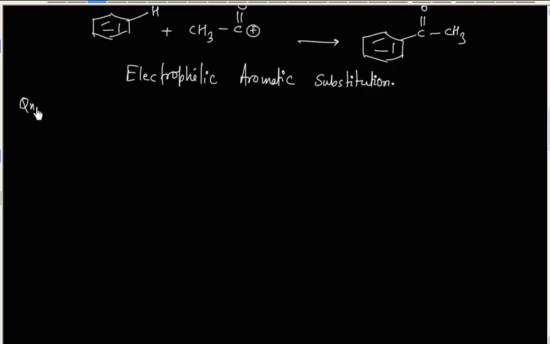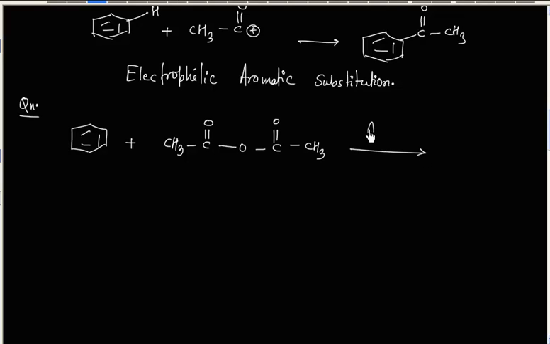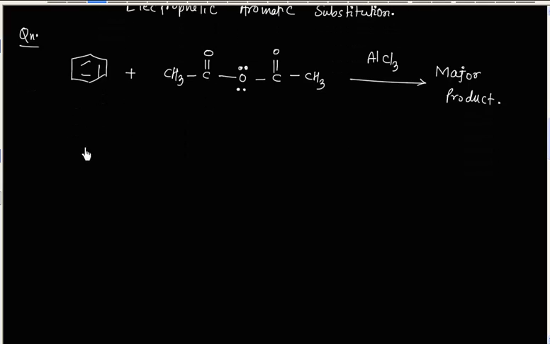So what will be the product for this reaction? So we have benzene, and this is reacted with anhydride, and the reagent is AlCl3. So what will be the major product? And this time this is again Friedel-Crafts acylation. Only thing is reagent is anhydride.